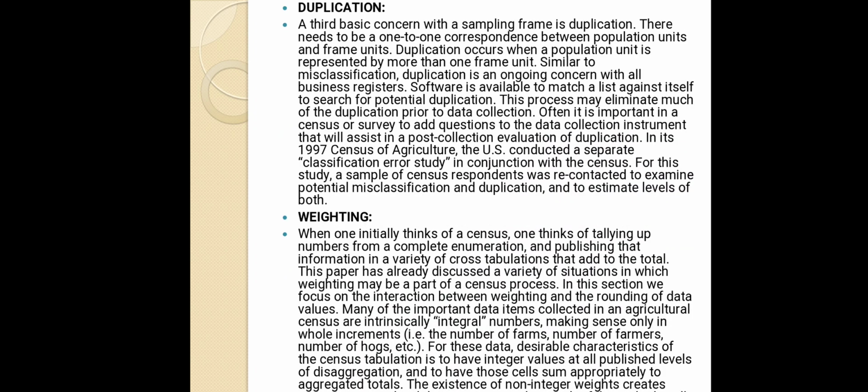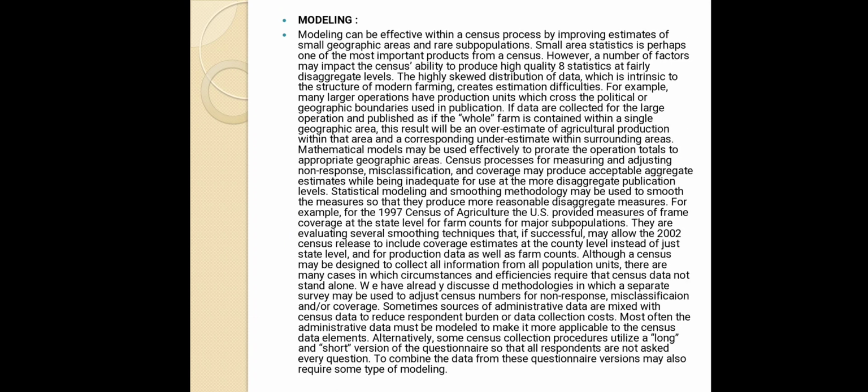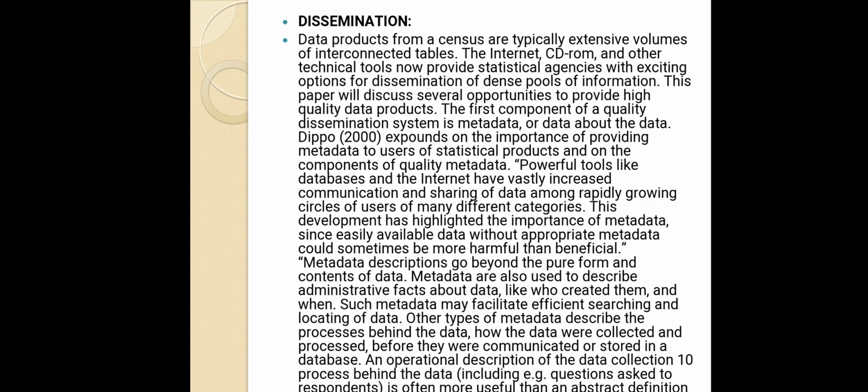And here we see the duplications. The third basic concern with the sampling frame is duplications and weighting. When one initially thinks of census, one thinks of tallying up members from a complete enumeration. And we also see modeling. Modeling can be effective within a census process by improving estimates of small geographic areas and rare subpopulations. And dissemination also comes under the statistics in census.